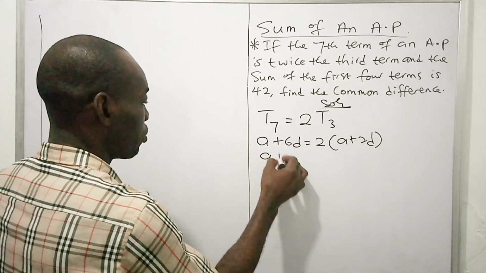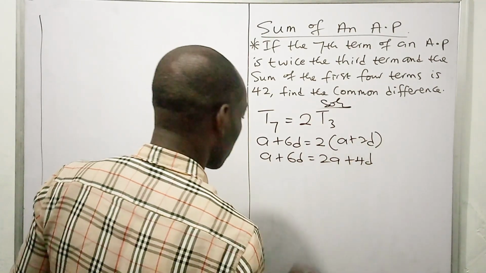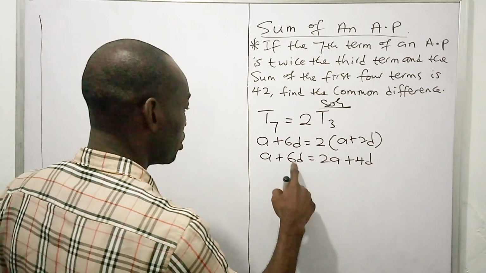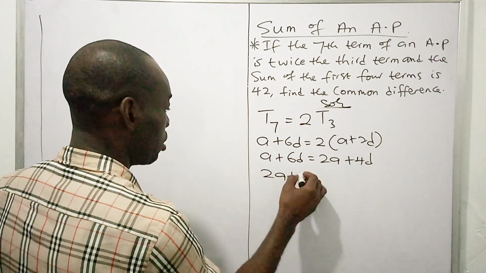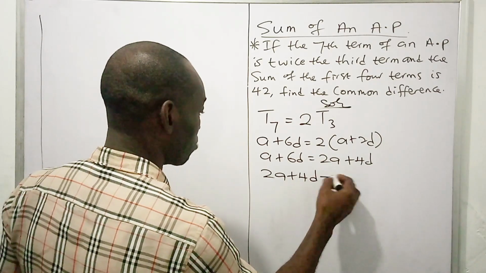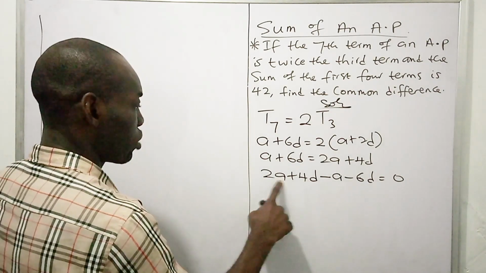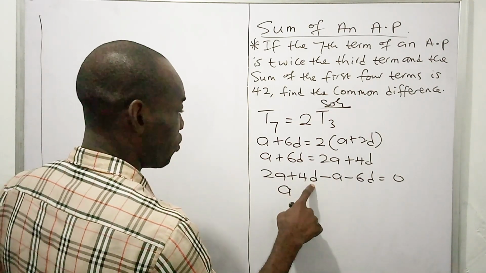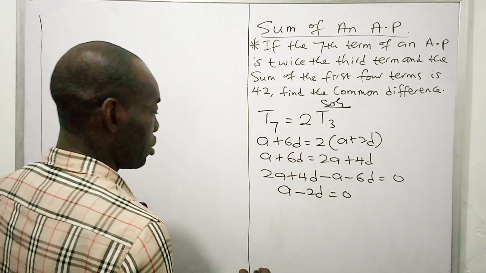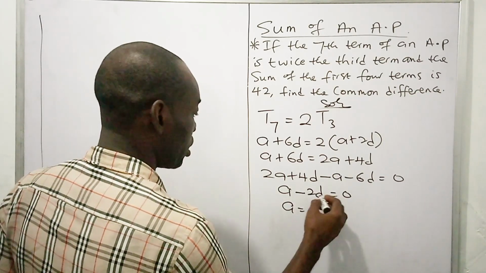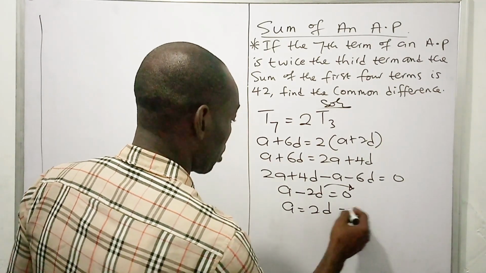Now, removing brackets here, that will give us 6D. 2 times this, that's 2A. 2 times this will give us plus 4D. Then if we move everything to the right-hand side in order to equate this to 0, that gives us 2A plus 4D, which becomes minus A when it crosses, and minus 6D, equal to 0. So 2A minus A gives us A, while 4D minus 6D gives us minus 2D, equal to 0. Now, if we make A the subject of the formula, A will equal, when 2D crosses to the right-hand side, positive 2D. I'll call this equation 1 first.